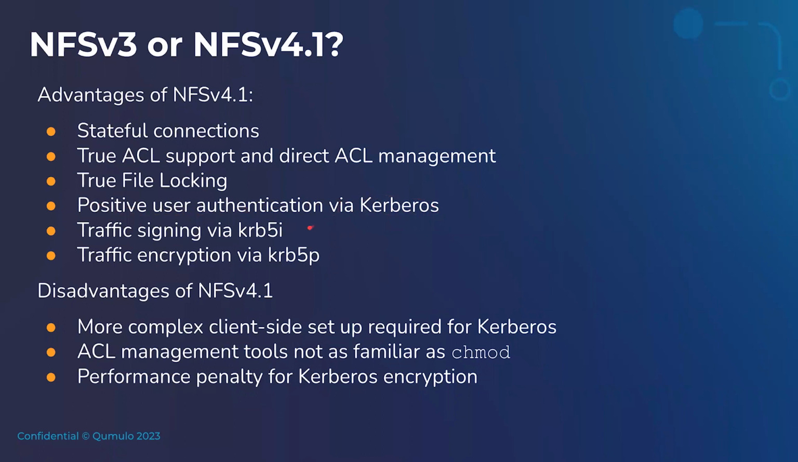And when you're using Kerberos, you can turn on traffic signing for some extra security, and you can turn on traffic encryption for even more security. So this would give you some parity to the SMB V3 security options. So again, your company's security policy might require that you turn this stuff on.